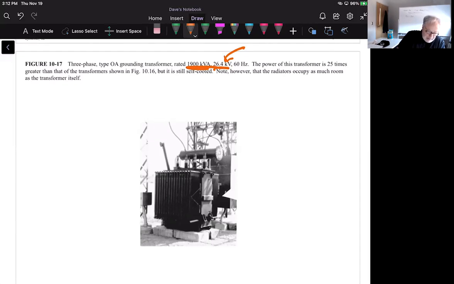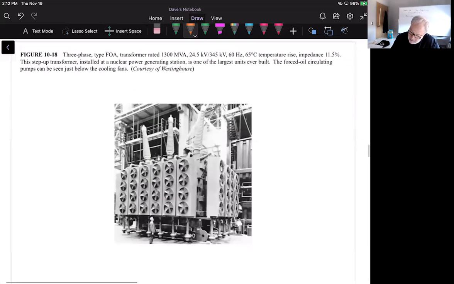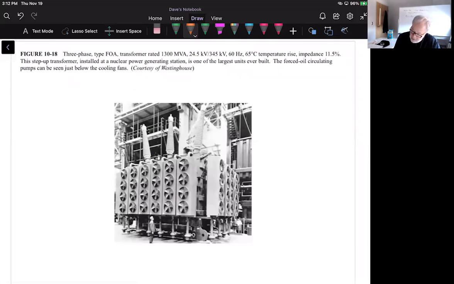And let's see, are we ready to look at one of those? Yeah, okay, figure 10.18. So this is what we're looking at here, a combination of hot oil and then this actually looks like a big HVAC type unit, right? Where we're actually using the cool water that surrounds this to take the heat out.